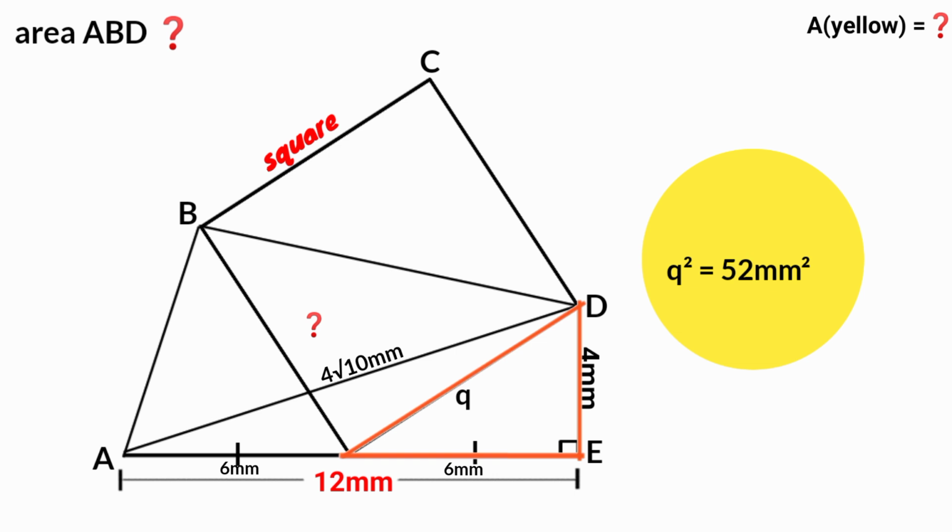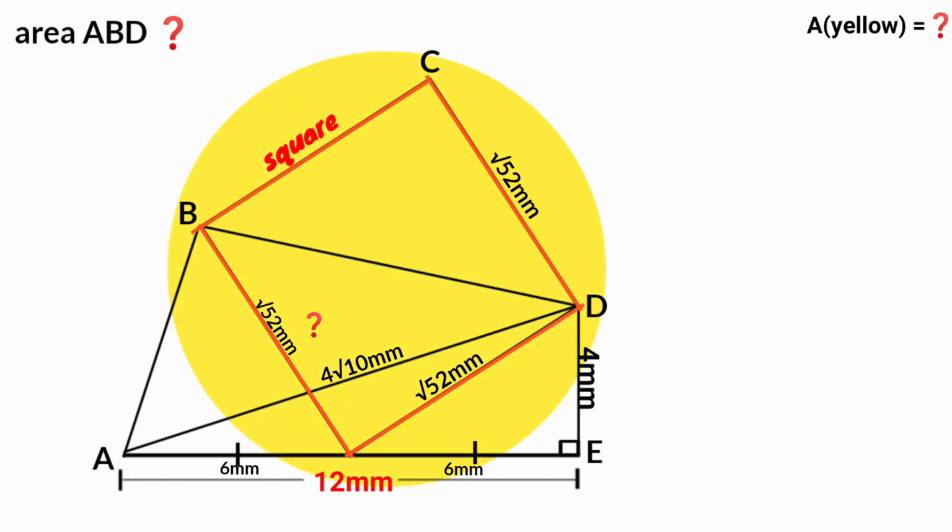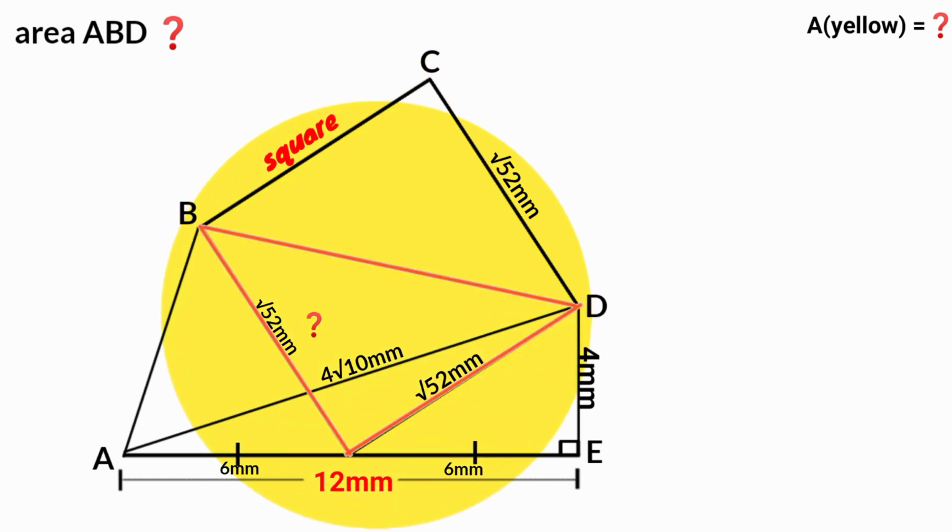Taking the square root of both sides, square root of Q squared is Q, and square root of 52 millimeters squared is root 52 millimeters. So Q equal to root 52 millimeters. That is, the length of this side is root 52 millimeters. And if this is root 52 millimeters, this side, this and this must also be root 52 millimeters each, because they all are sides of the same square. Now from this triangle, we know it is a right angle triangle, because this angle here is an angle of a square, which is a right angle.